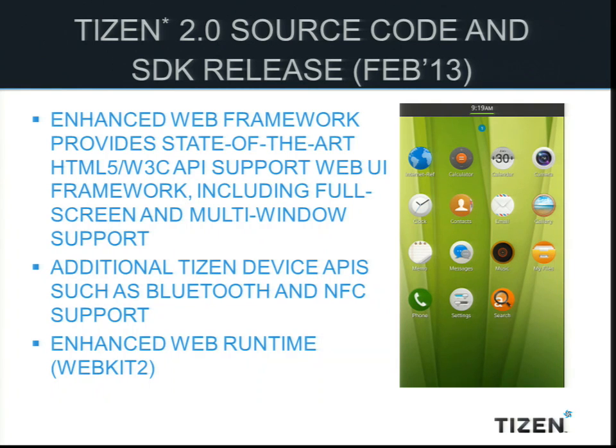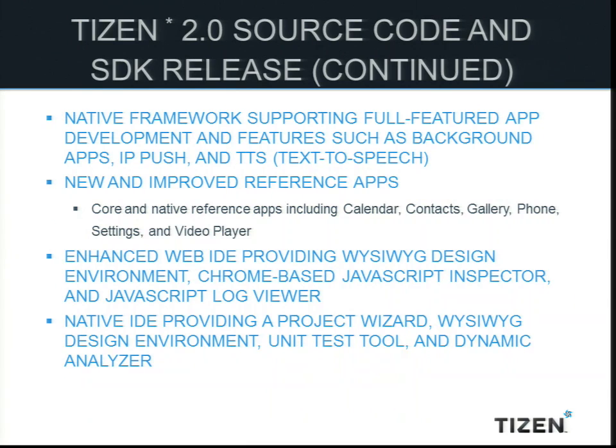And as we've gone forward, we've provided more functionality, more capabilities in each release. So the 2.0 built on top of the 1.0, it provided more APIs. It was the first time that we provided native support. It provided additional Tizen device APIs, such as Bluetooth and NFC support. And we actually updated the web runtime to a WebKit2-based engine. Like I said, the native framework was first introduced in 2.0, including such features as background apps, IP push, and text-to-speech. And we updated a lot of the reference applications in the SDK and also improved all the documentation and reference example code.